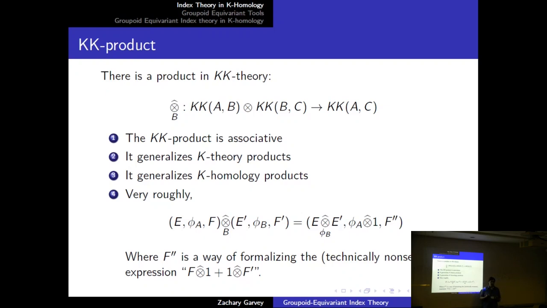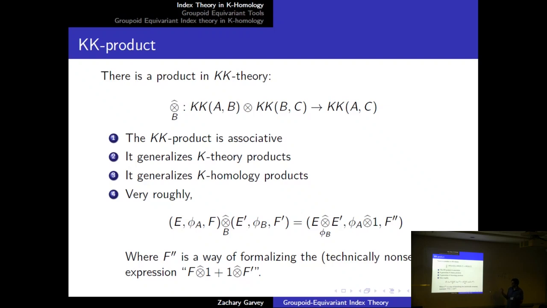For example, K-theory is built out of vector bundles. So there's a product that's basically a generalization of taking the tensor product between vector bundles, which you can define on K-theory. And then there are K-homology products that it generalizes.